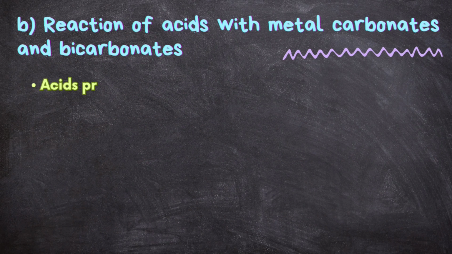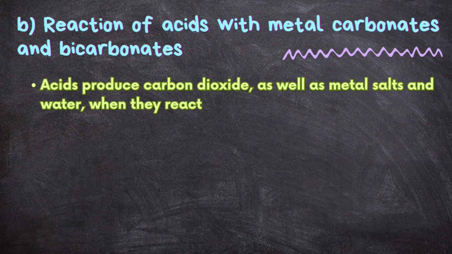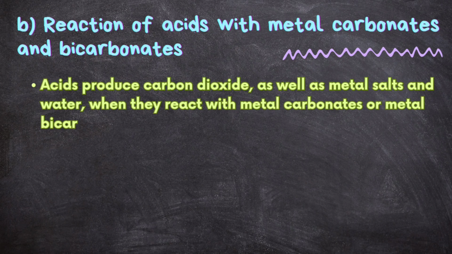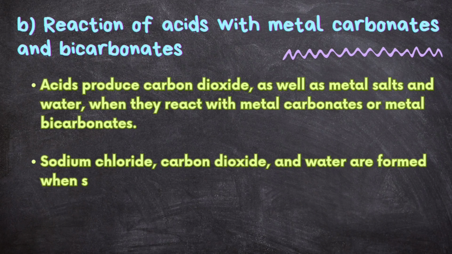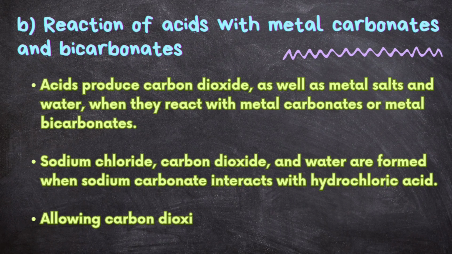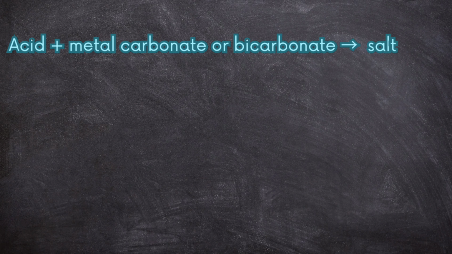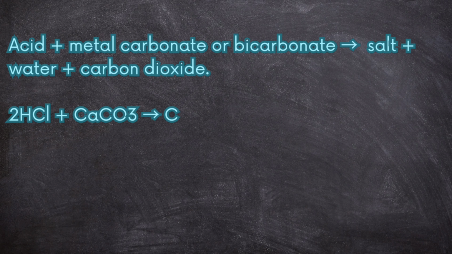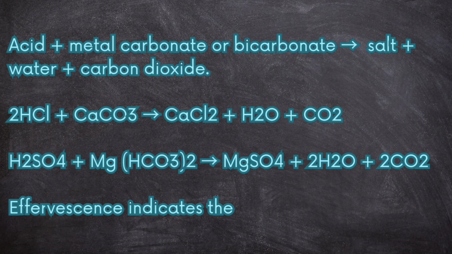B. Reaction of acids with metal carbonates and bicarbonates. Acids produce carbon dioxide, as well as metal salts and water, when they react with metal carbonates or metal bicarbonates. Sodium chloride, carbon dioxide, and water are formed when sodium carbonate reacts with hydrochloric acid. Allowing carbon dioxide gas to travel through lime water turns it milky. Acid plus metal carbonate or bicarbonate gives salt plus water plus carbon dioxide. Effervescence indicates the liberation of CO2 gas.